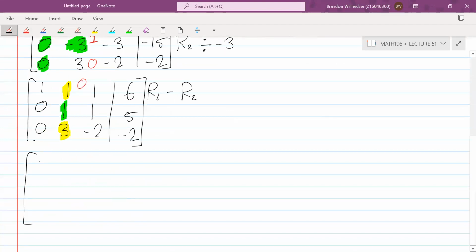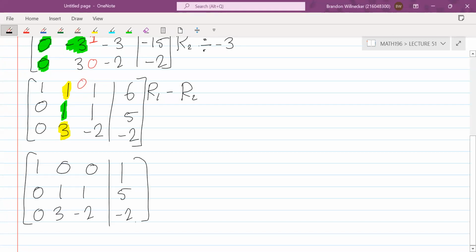1 minus 0, that's 1. 1 minus 1, that's 0. 1 minus 1, that's 0. 6 minus 5, that's 1. Okay, good. The second row, that remains the same. 0, 1, 1, 5. And the third row, that remains the same. We never did anything to the third row. So that's 0, 3, minus 2, minus 2. Okay, good. So let's look at our progress so far.